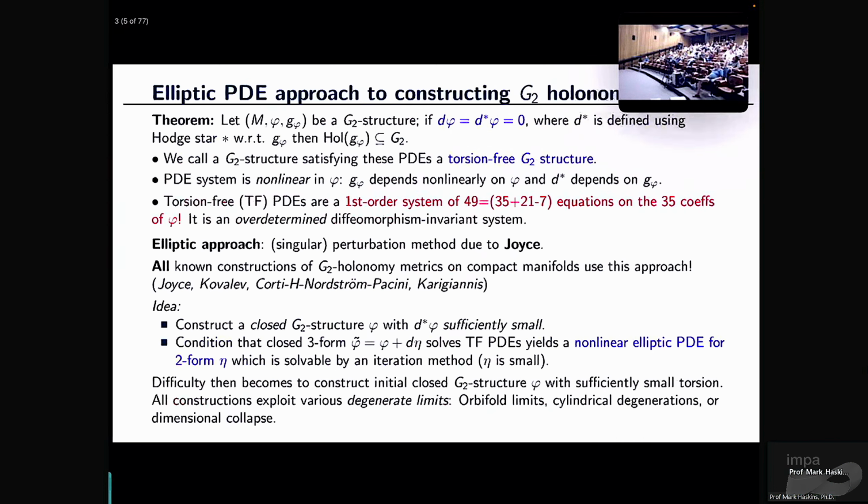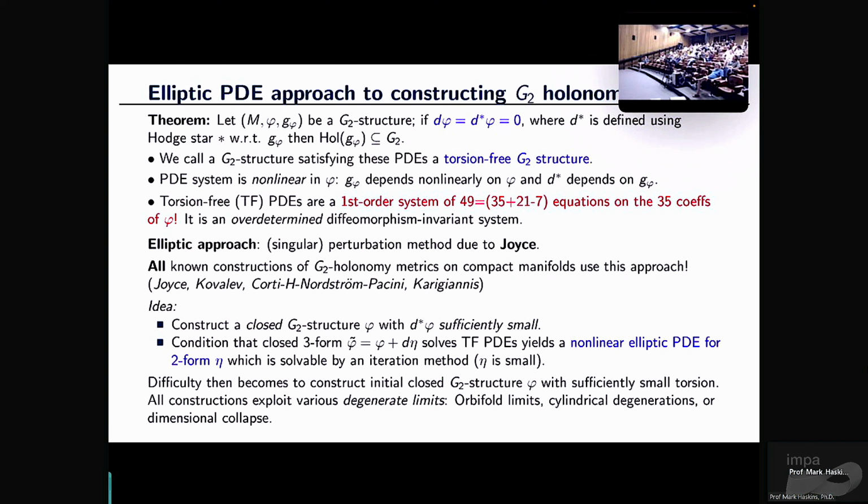And then the difficulty becomes reduced to, how do you actually find initial closed G2 structures that happen to have sufficiently small torsion? And all the constructions here exploit various potential degenerate limits.